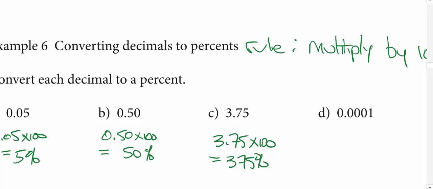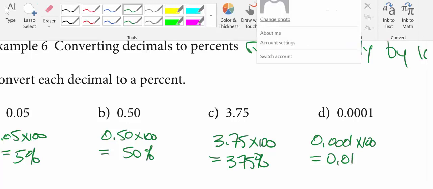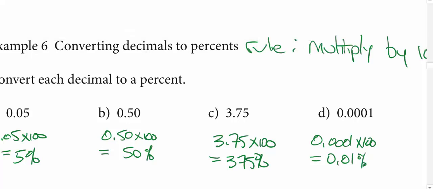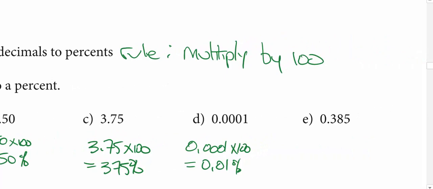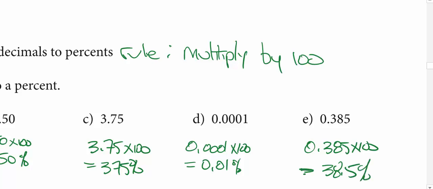Let's just take a look at 0.0001 times 100. Converting that decimal to a percentage, you end up with it being equal to 0.01%. 0.385 times 100 would be equal to 38.5%.